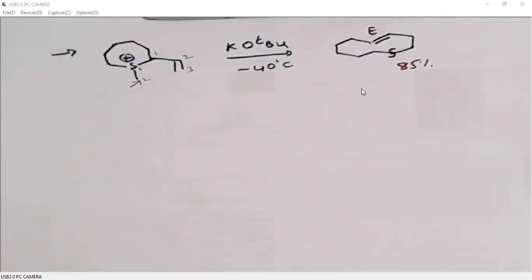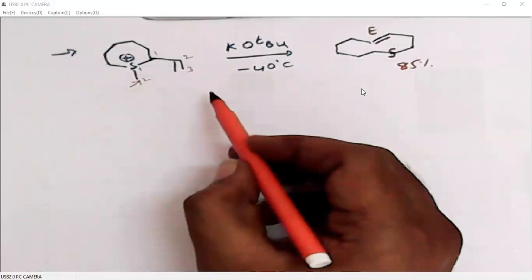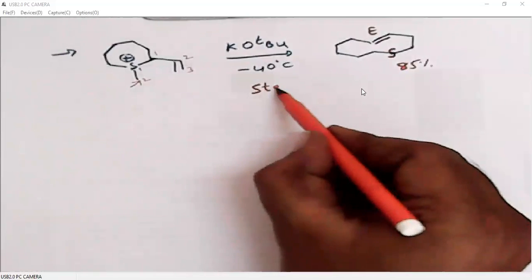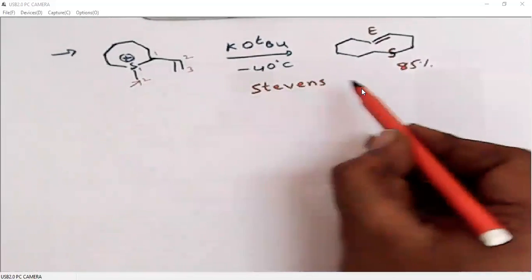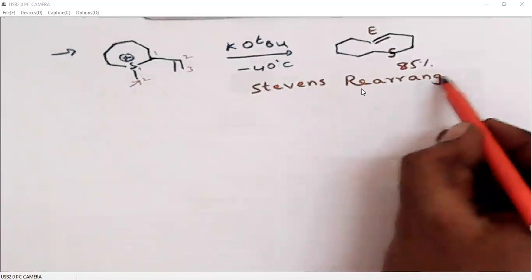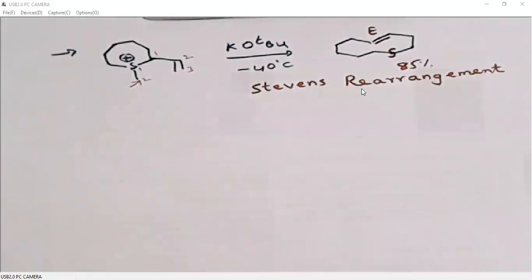Now the rearrangement of allylic sulfur halides in a 2,3 sigmatropic rearrangement fashion is called the Stevens rearrangement. Stevens rearrangement. I'll give you two more examples for this. You practice them.